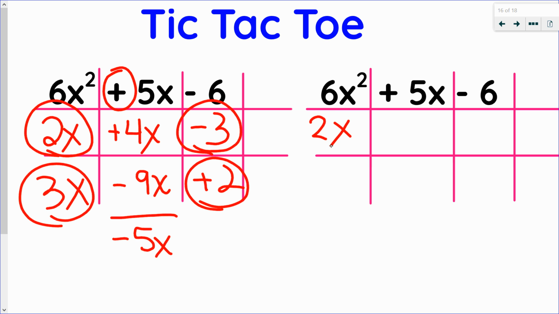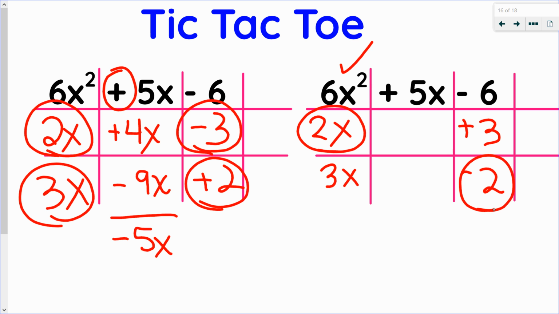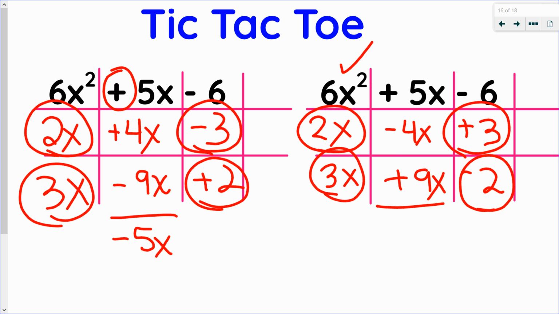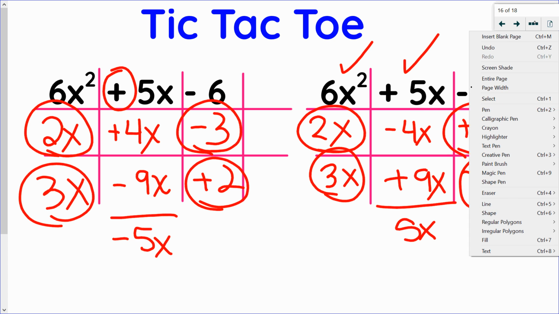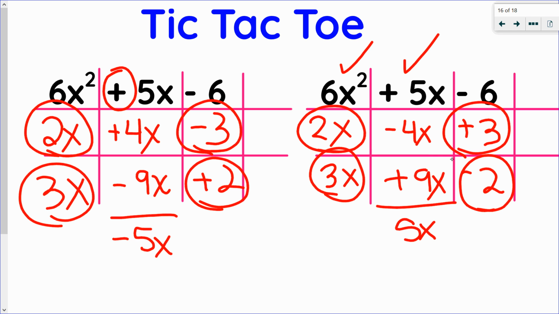So I'm going to keep the 2x and the 3x together as it was. 2x times 3x, 6x squared. Now negative 6, I know it's 3 times 2, but let's try making this one positive and this one negative. So using our cross products, 2x times negative 2 is negative 4x. 3x times positive 3 is positive 9x. Adding those together, negative 4x and 9x is positive 5x. Oh, I got it.